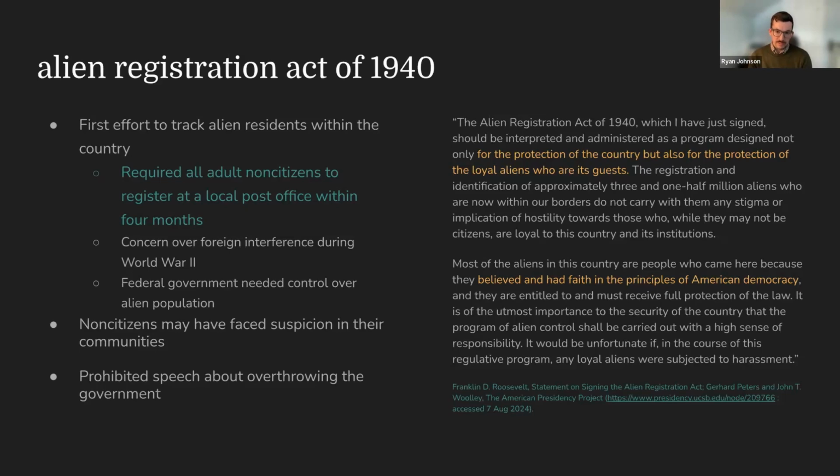But it was also cast as a way to protect these non-citizens from suspicion from their neighbors, especially those from countries allied against the Western nations. This was cast as a way for those non-citizens to become trustworthy, that they shouldn't be worried about giving their information to the government. The last piece there is that the act also prohibited speech about overthrowing the American government. So that gives you a flavor of what this legislation was focused on, which was very much protecting the federal government during a possible wartime.